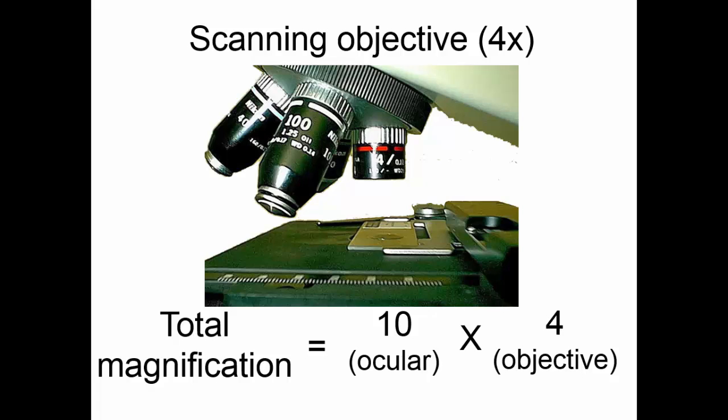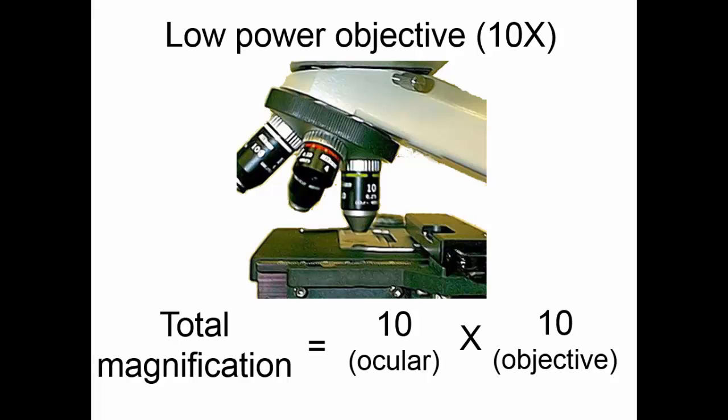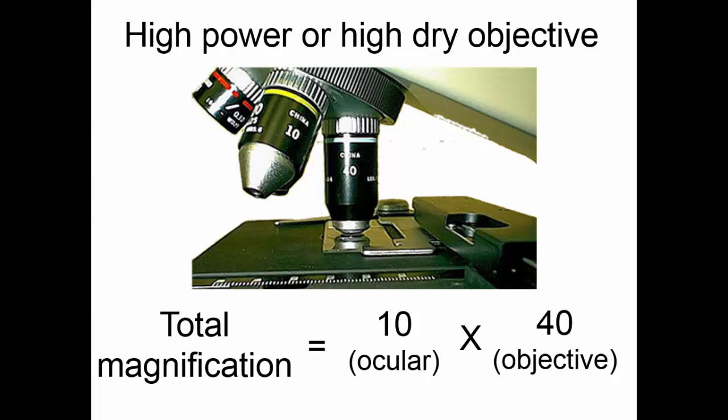The shortest objective is called the scanning objective, and it multiplies 4 times. You can tell because there's the 4 right there that tells you how many times it magnifies. So the total magnification with this objective is 10 times 4, or 40x. The low power objective, or the 10x objective, will magnify 10 times 10, or 100 times. And the high power objective, or the 40x objective, will magnify 400 times.